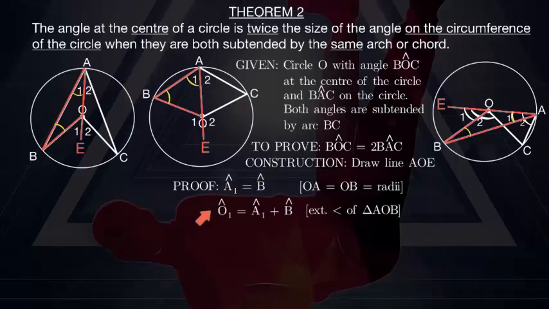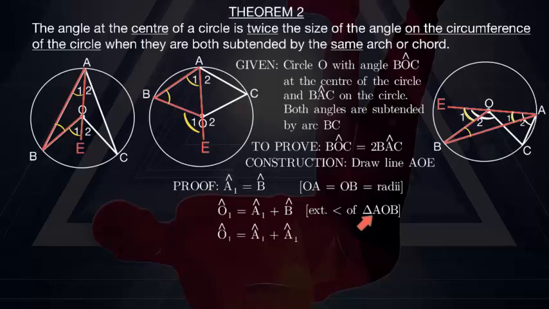Now we are going to introduce our exterior angle, which is angle O1. There it is in yellow, I indicated it as O1, and that is equal to A1 plus angle B, because as you know, the exterior angle of a triangle is equal to the sum of its opposite interior angles. So we can write here, this is true because it's the exterior angle of triangle AOB, which is the red triangle in all of our figures.